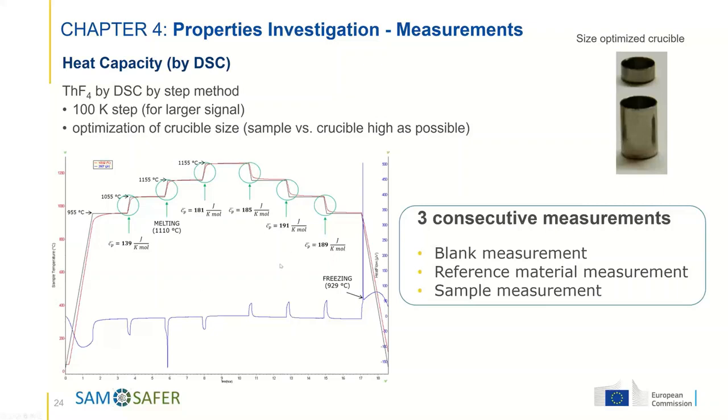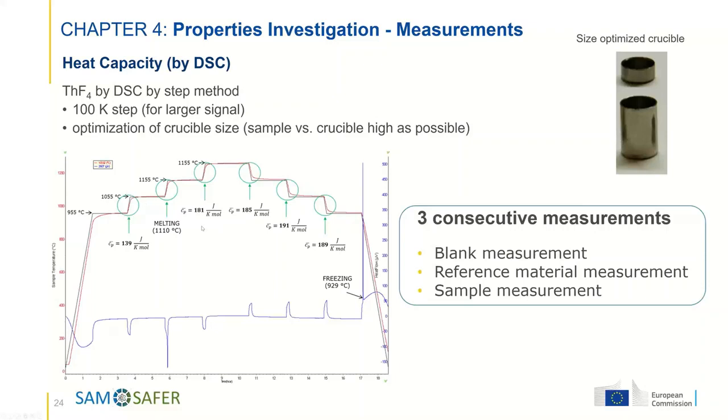What we show here is the step method. This was a measurement of thorium fluoride, but the principle is the same when you are using the same approach. We were using a 100 Kelvin step, assuming that in this 100 Kelvin the heat capacity is in principle constant, so we took the mean value, and we heat up the sample. And if we do three consecutive measurements exactly with the same conditions, only a different crucible, so one is a blank measurement for the background, the other one a reference to get the ratio between the peak that we measure while heating stepwise the apparatus by 100 Kelvin.